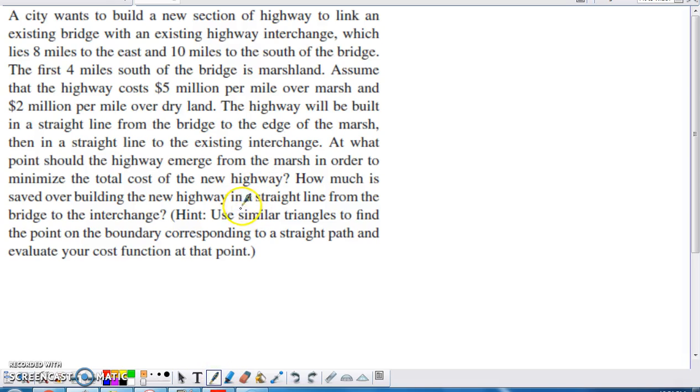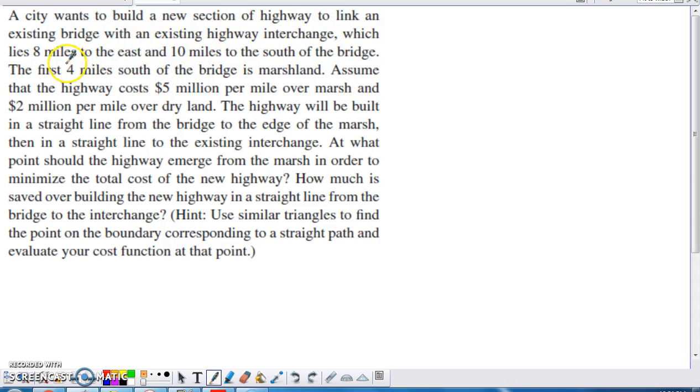So we'll take a few minutes in this video to check out problem number 19. This is from section 3.7. It's an optimization problem. It's one that gets pretty involved. If you read what we've got here, it says the city is going to build a new section of highway to link an existing bridge to an existing highway interchange.